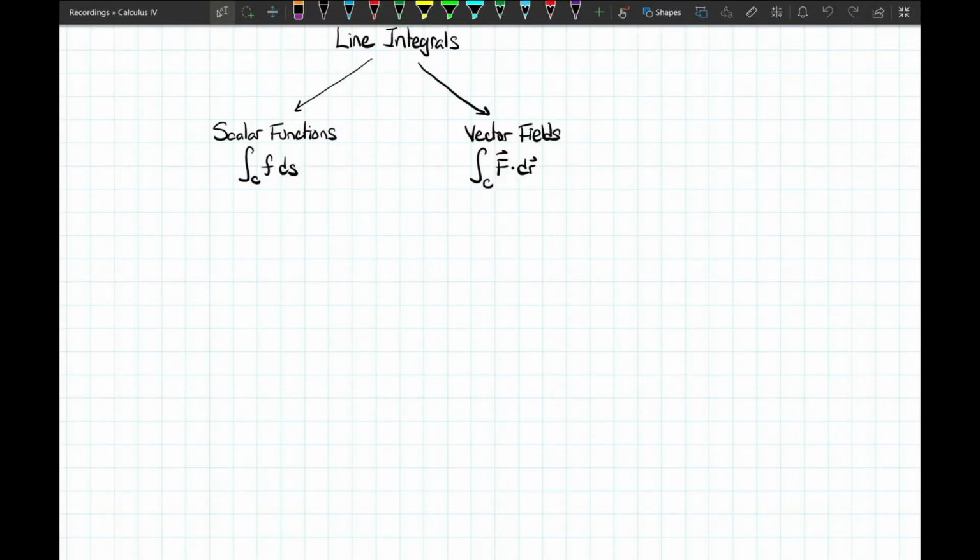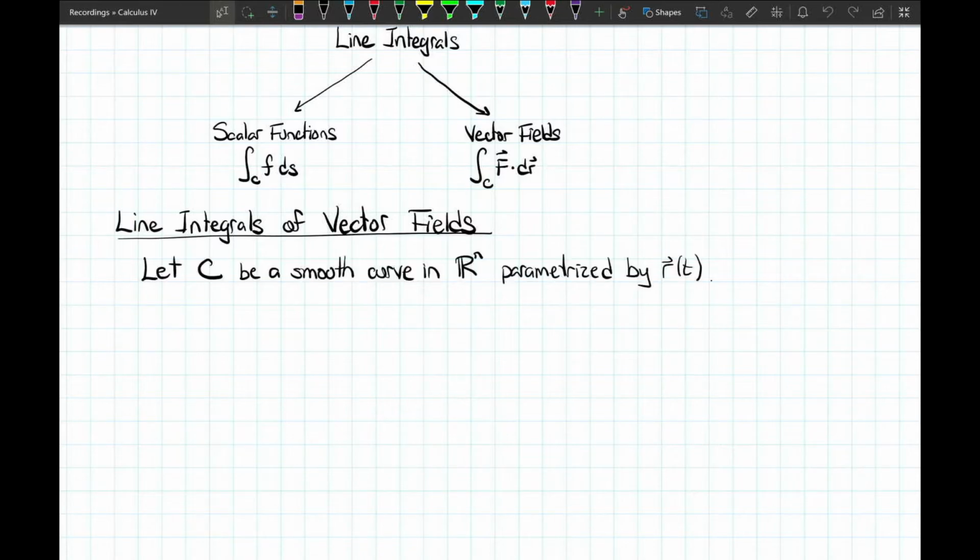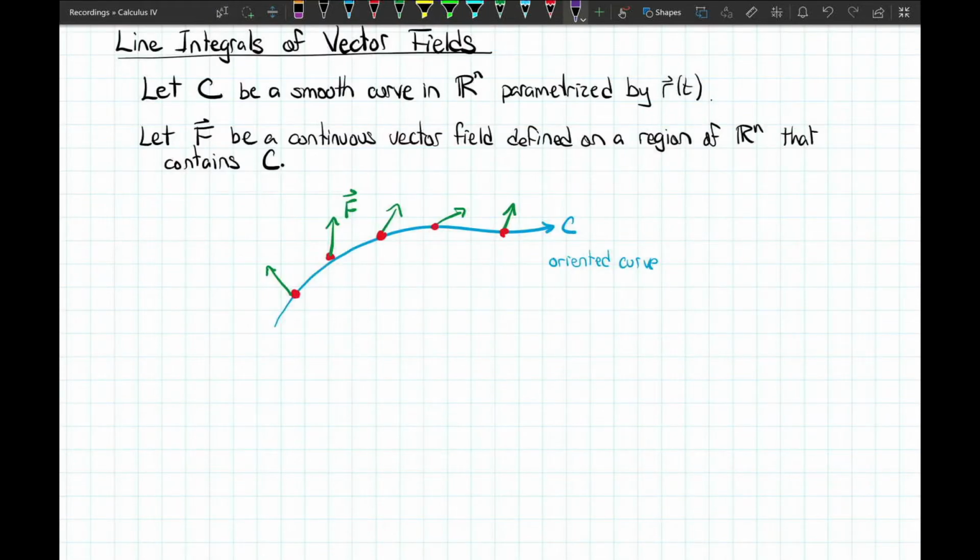All right, going back to our two forms of integrals, let's take a look at line integrals of vector fields now. And for this form of line integrals, again, we're going to start off with a nice smooth curve in Rn. However, this time, instead of having a function, we're going to have a vector field. So let's let F be a continuous vector field on some region of that space that contains the curve. All right, well, here I have a visual representation of that oriented curve. And then at every point along that curve's path, we can visually represent the vector field as these green arrows.